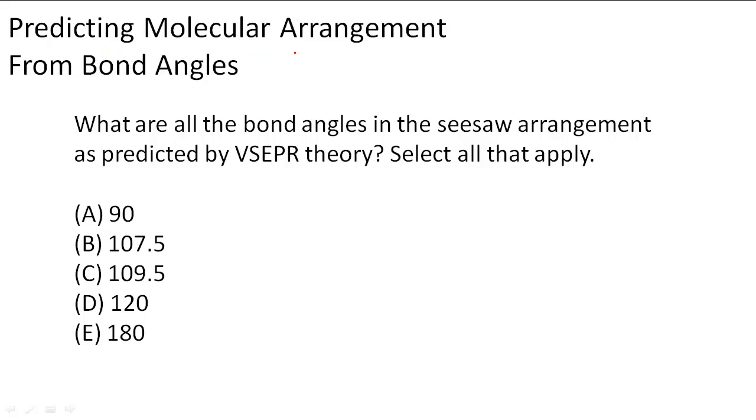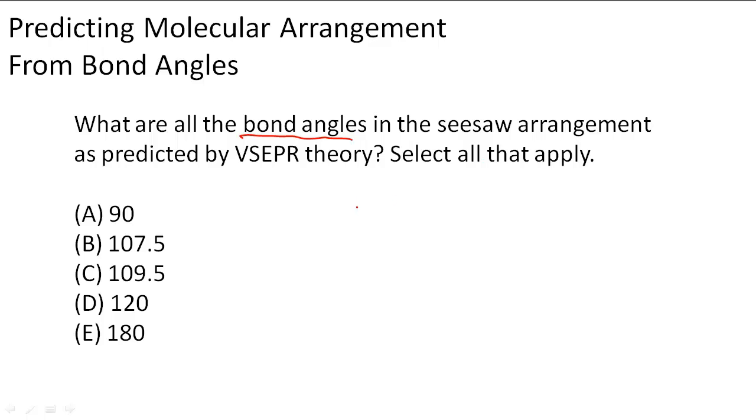Predicting molecular arrangement from bond angles. In this example problem, it says, what are all the bond angles in the seesaw arrangement as predicted by the VSEPR model or theory? Select all that apply. So remember that sometimes bond angles differ in the same molecular arrangement.